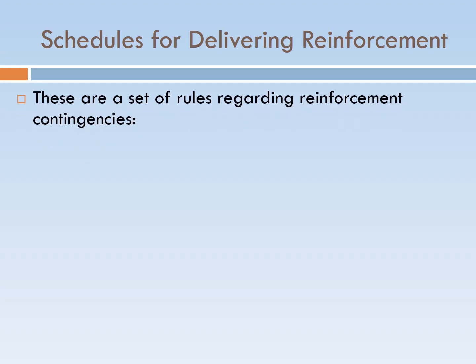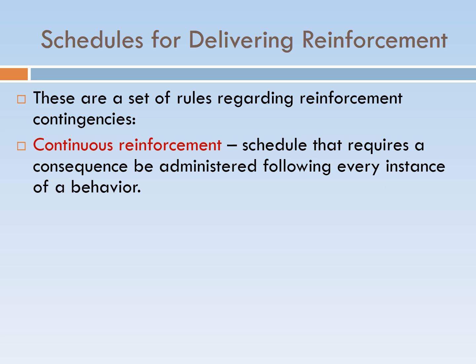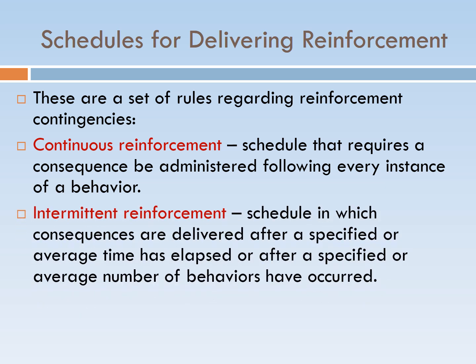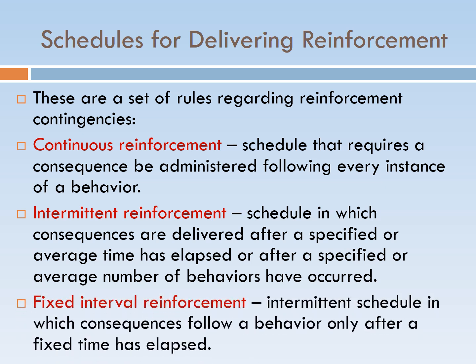There are a set of rules regarding reinforcement contingencies. Continuous reinforcement is a schedule that requires a consequence be administered following every instance of a behavior. Intermittent reinforcement is a schedule in which consequences are delivered after a specified or average time has elapsed, or after a specified or average number of behaviors have occurred. A fixed interval is an intermittent schedule in which consequences follow behavior only after a fixed time has elapsed.